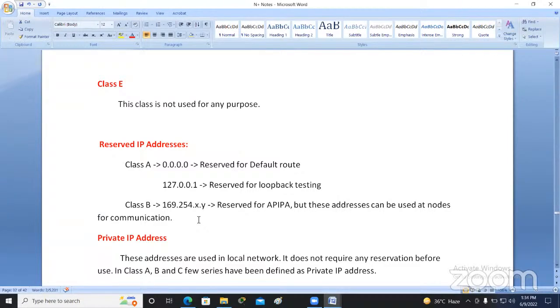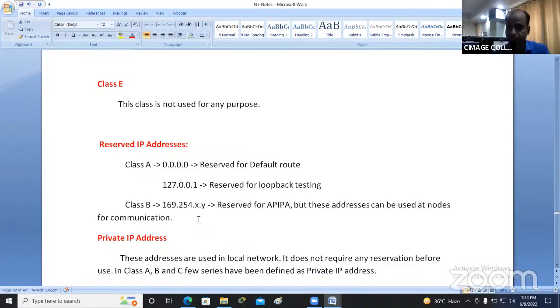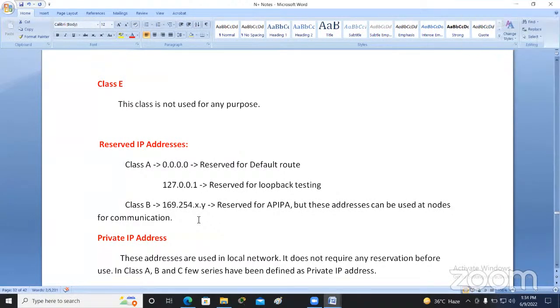Finally, we have a new version of IP, that is IPv6. Fine. Yes, sir.